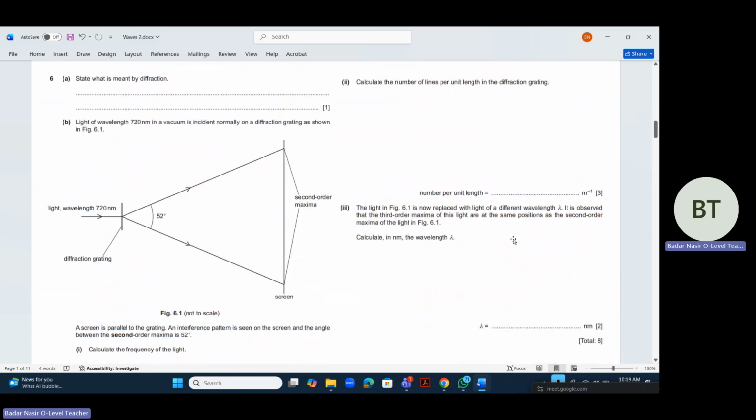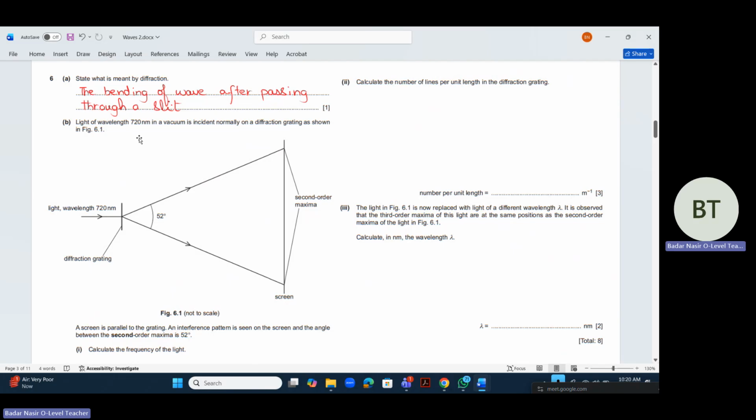Okay, now let's do another question. State what is meant by diffraction. So diffraction means the bending of waves after passing through a slit or an aperture or a gap. So the bending of wave after passing through a slit. Okay, so this is the definition for diffraction.